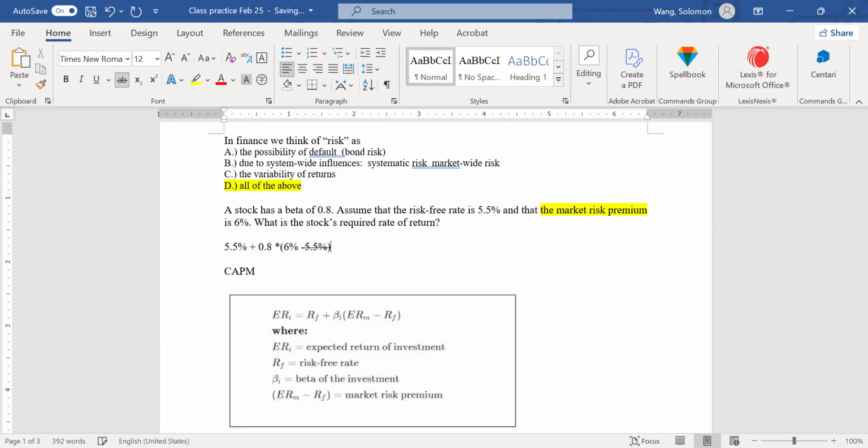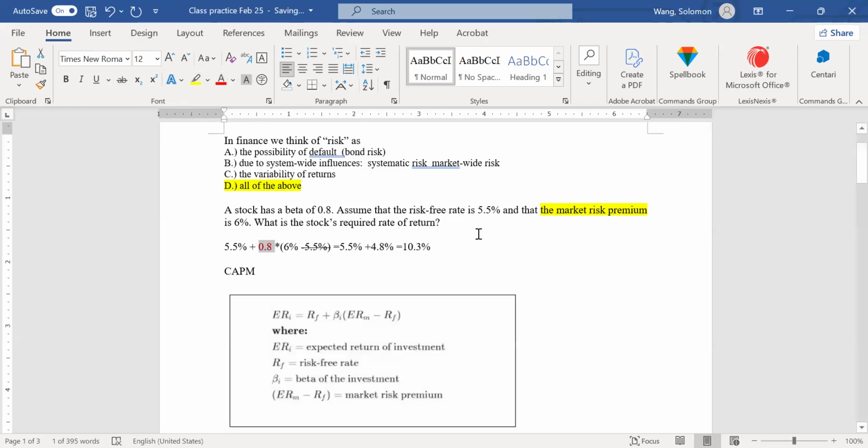And then the whole thing should be 5.5% plus 6 times 0.8, that's 4.8%. So this should be 10.3%. So that's the answer. All right. So the 0.8 is the beta.